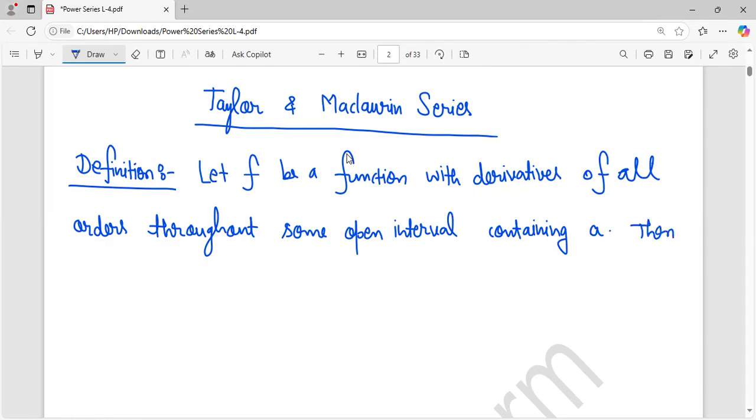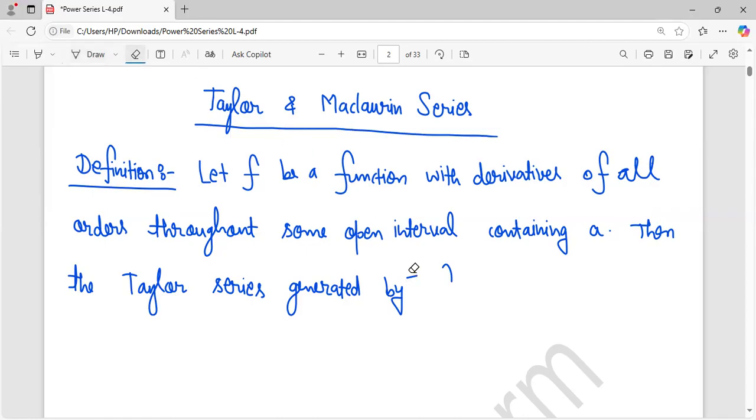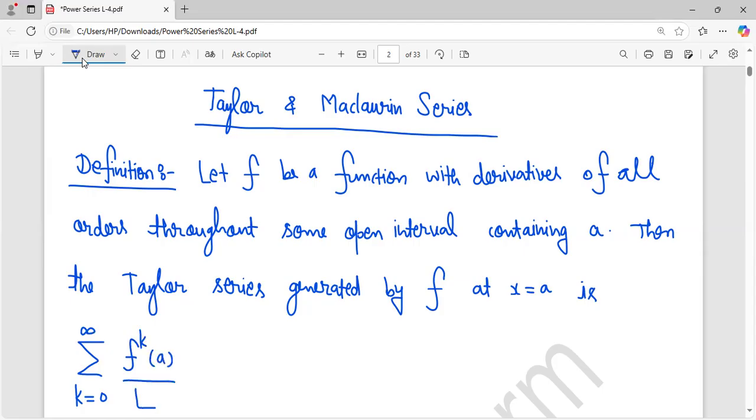Then the Taylor series generated by f at x equal to a is the summation k goes from 0 to infinity of the kth derivative of f at a upon factorial k, times (x minus a) to the power k.